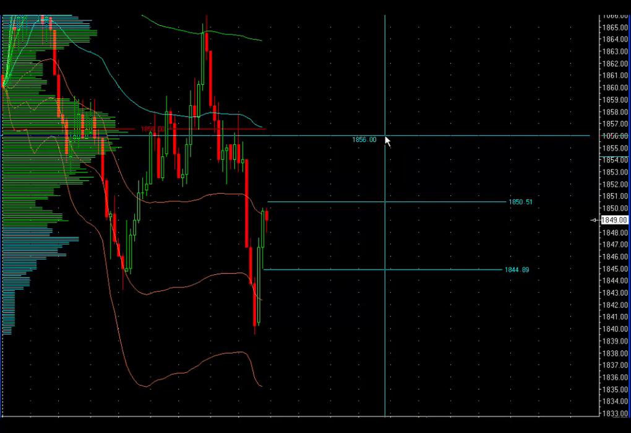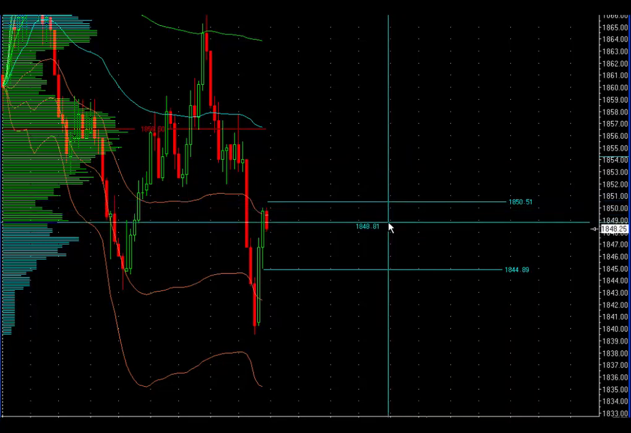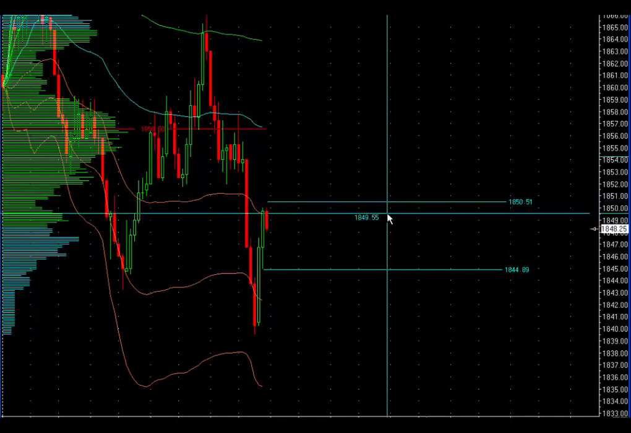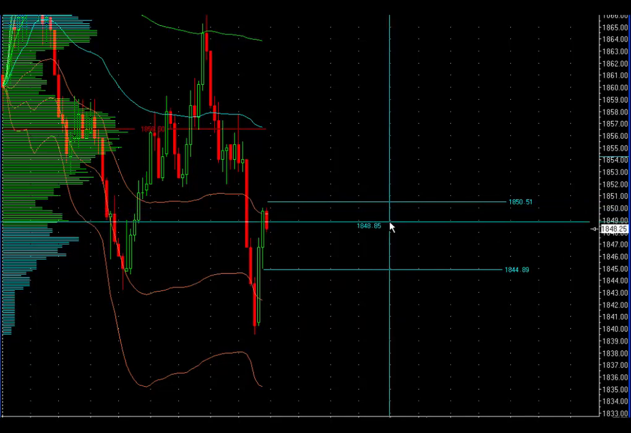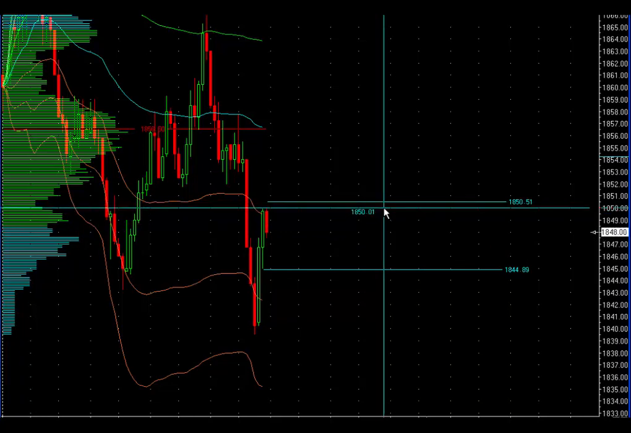Our bias at this point, of course, is to the upside because of the fact that the distribution is symmetric. But we'll wait and see what happens here. You notice how the market pauses or slows down at these standard deviations. These places are called hold-up prices. Hold-up prices are places where the market slows down, pauses, and possibly reverses.